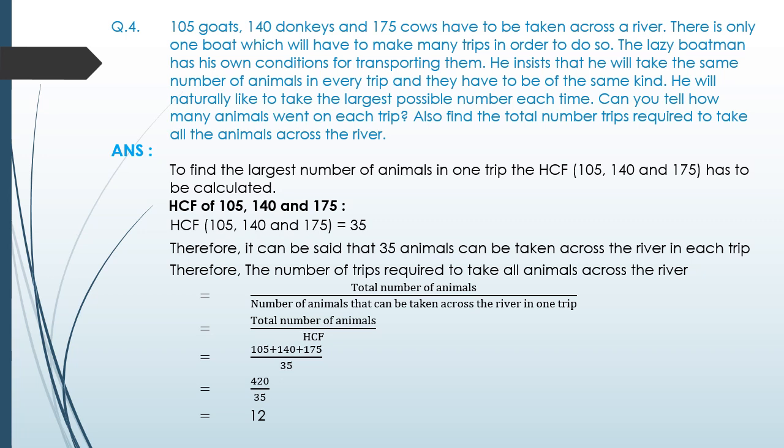So whatever unit is there in the question for the given numbers, the same will be the unit for the HCF or LCM of the given numbers. Number of animals will remain number of animals only after finding HCF or LCM. It will not be converted into number of trips directly. So just take care of this one. I've given questions of this type also for the homework.